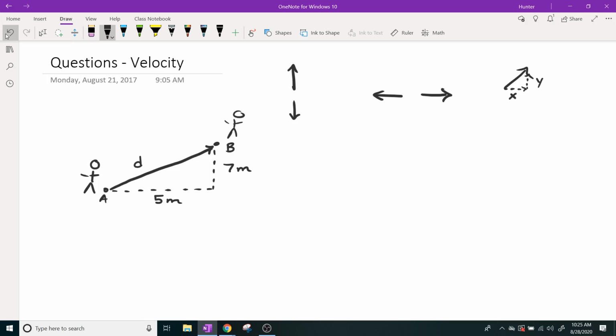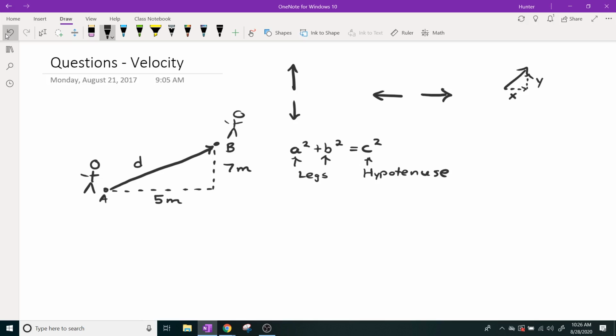Then you have to use the Pythagorean theorem to find out what the third side is. In order to find the displacement of this vector, we're going to use a squared plus b squared equals c squared. It doesn't matter which of the two sides you make x and which you make y. So this is one leg, this is another leg, and this one makes the hypotenuse.